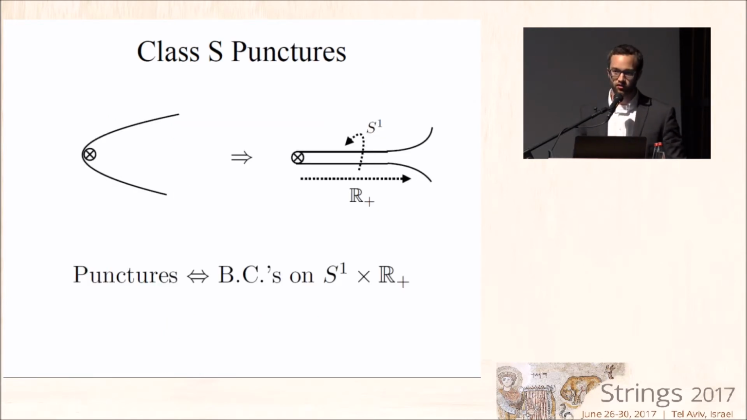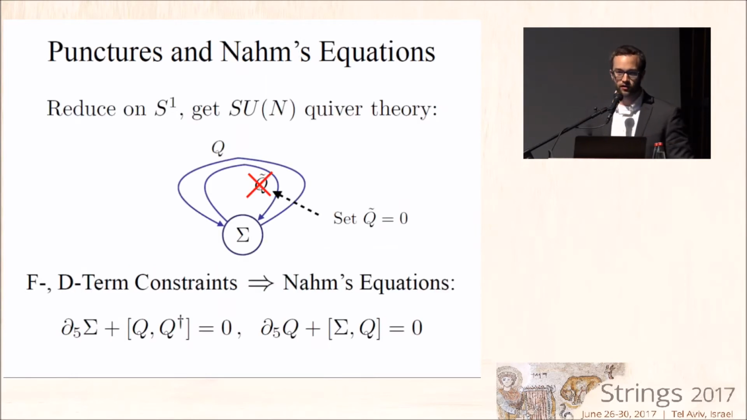Today we're interested in punctures. One way to get at the punctures for these theories is to deform the geometry by taking this puncture off to infinity so that the resulting geometry looks like S^1 times R^+. Classifying the punctures therefore amounts to classifying the allowed boundary conditions for the fields on this space. So that's what we want to do. First of all, we're going to reduce on S^1. And when we do that, we get a 5D quiver theory that looks like this.